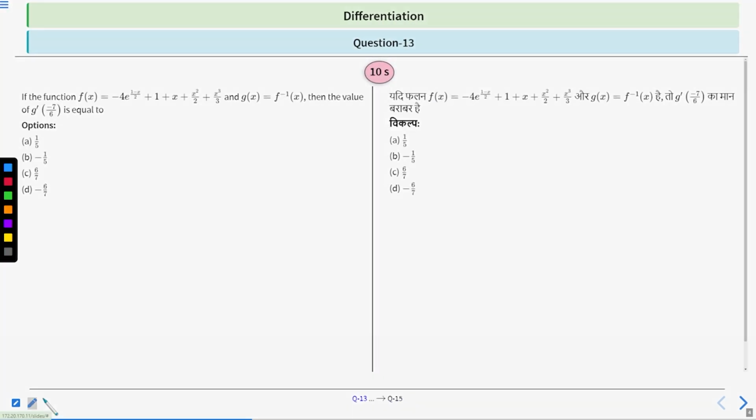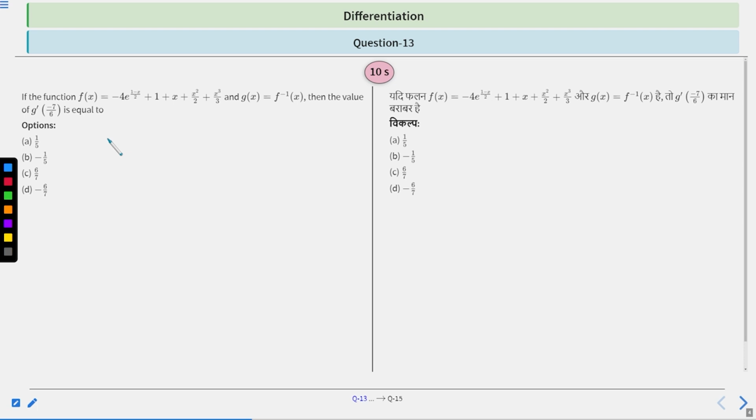Let's start with question number 13, which says if the function f(x) is equal to minus 4 e to the power (1 minus x) by 2 plus 1 plus x square by 2 plus x cube by 3 and g(x) is equal to f inverse x, then the value of g dash minus 7 by 6 is equal to.